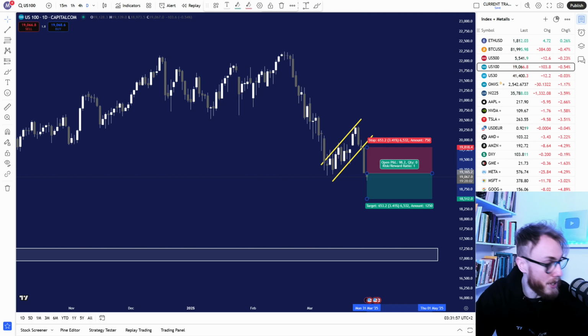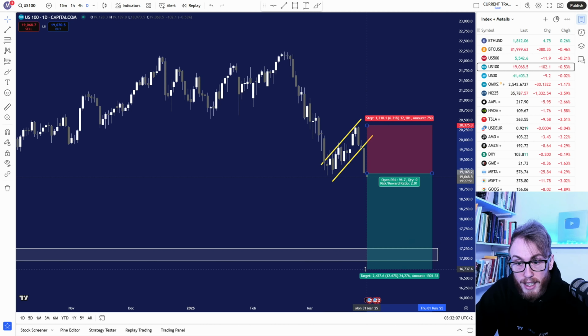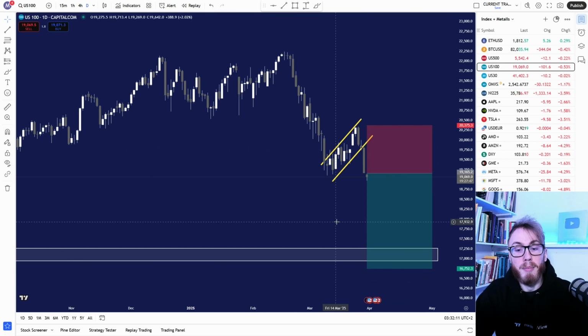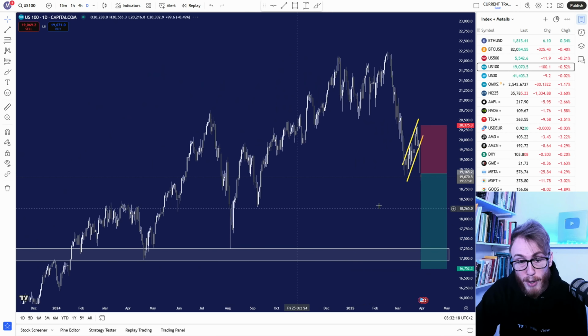So you can enter at the breakout, and in this case we use a 2-to-1, wait, let me set the stop loss first. We set the stop loss above the high of the pattern. Using a 2-to-1 risk to reward, our target will be all the way down here. But here, in order to improve your risk to reward ratios, I always recommend to use market structure.